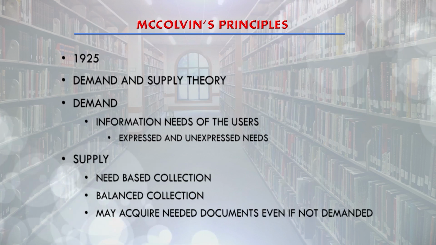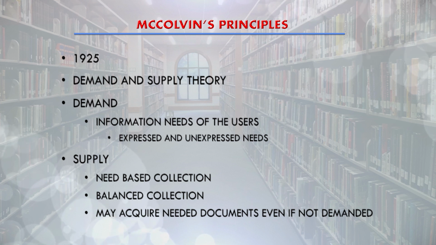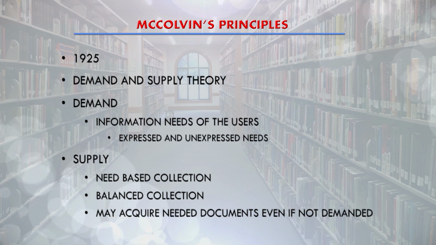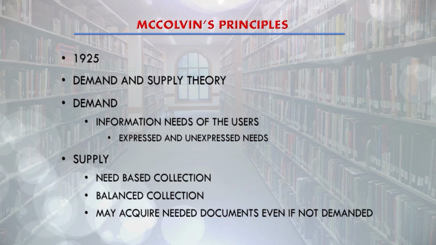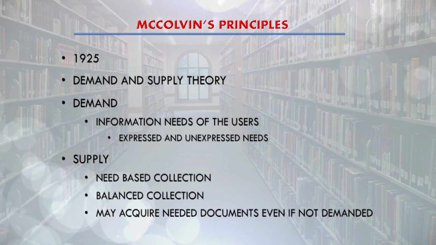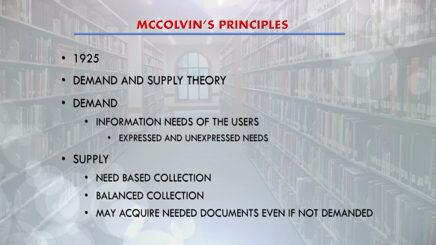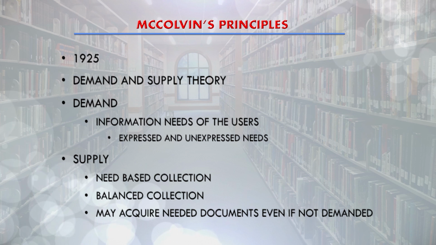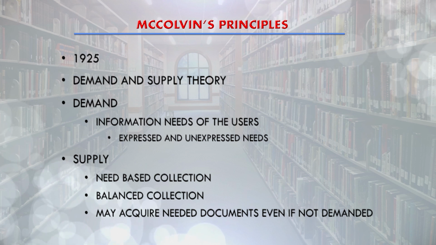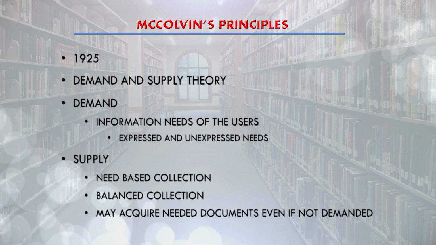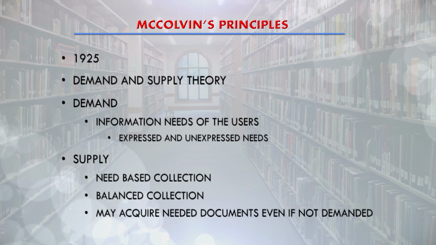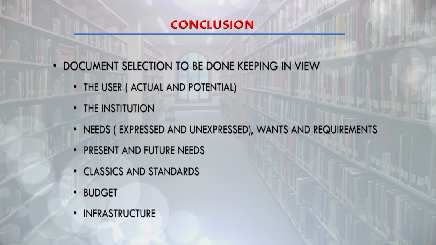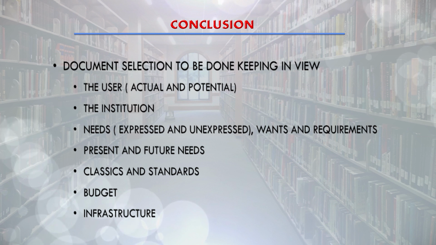Now, let us talk of McColvin's principles, which were given in 1925, and his principles are based on the demand and supply theory. He says there should be balance between demand and supply. What is demanded by the user, you come to know about their needs, their expressed needs, their unexpressed needs. You may be doing surveys, you may be interacting with your users, you come to know what they require, and then you make it available. So, the supply means the collection should be need based, it should be balanced, and then you should acquire only what serves your users.